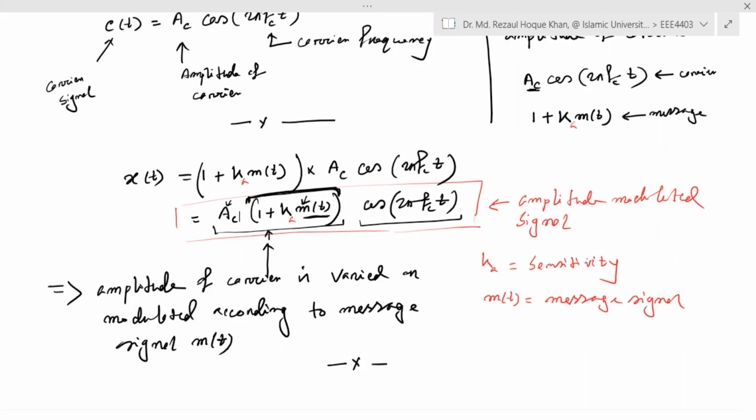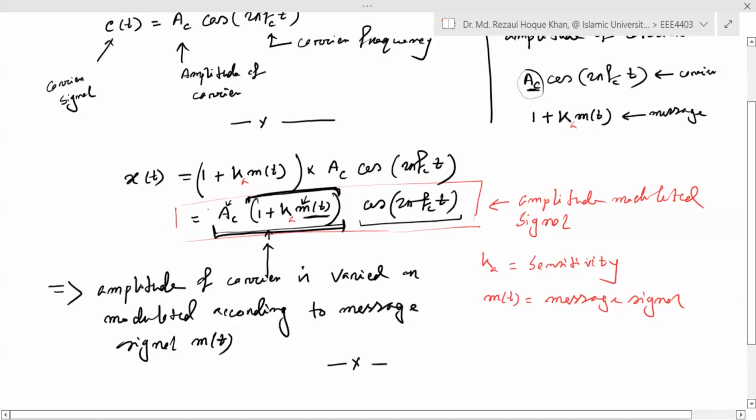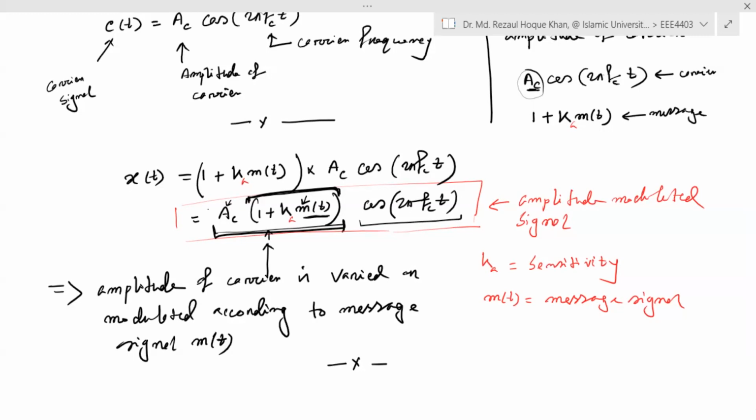So when we multiply the message by the carrier signal, the amplitude of the carrier, which is previously a constant, is now time varying in nature, and it varies as per the message m(t). Our previous amplitude was a constant value. Now we multiply with the message signal, and the amplitude of the modulated signal Ac is no more a fixed quantity. It varies according to the time varying quantity m(t), which is a message signal.